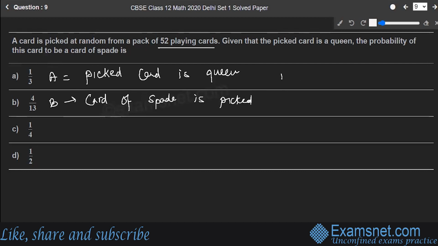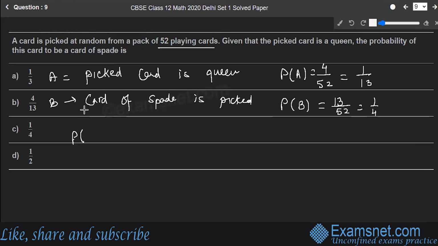Right? So if I talk about the probability of A event to happen, queen, how many queens are there? 4. And how many total cards are there? 52. That makes it 1 upon 13. And similarly, the probability of event B to happen is equal to 13 because there are 13 spade cards out of 52. So that is equal to 1 by 4.